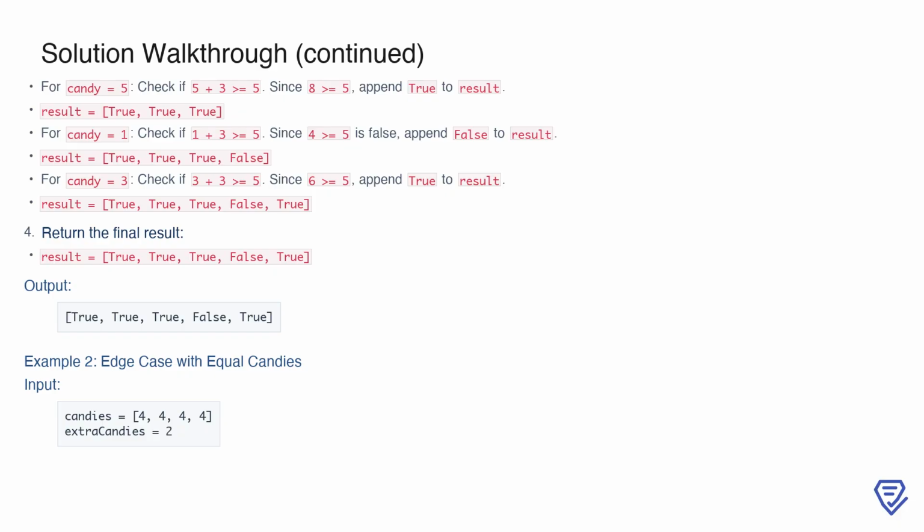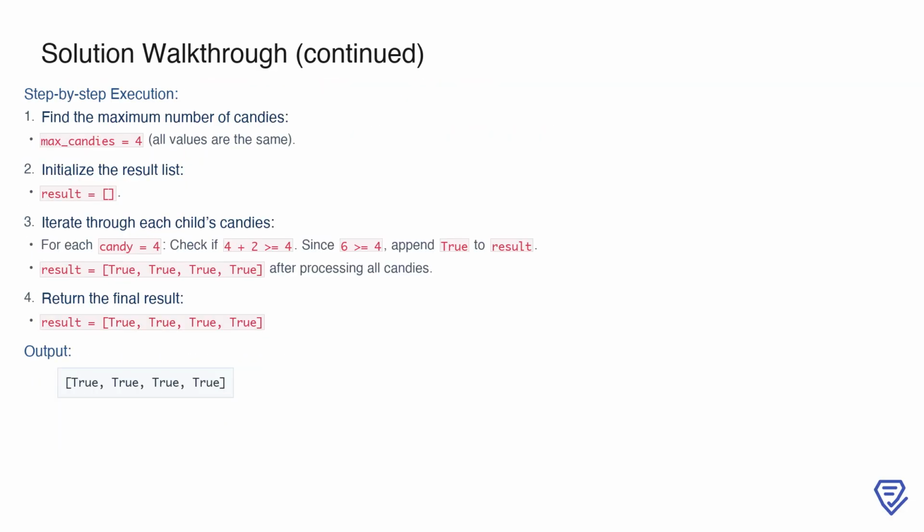This means the first, second, third, and fifth children can have the greatest number of candies, while the fourth child cannot. In this example, all children start with the same number of candies.